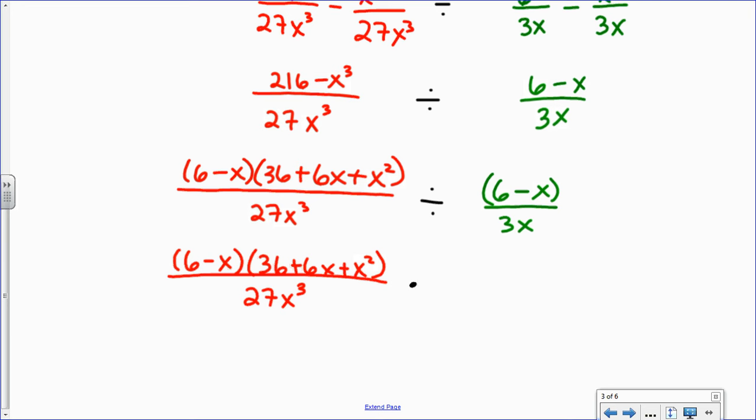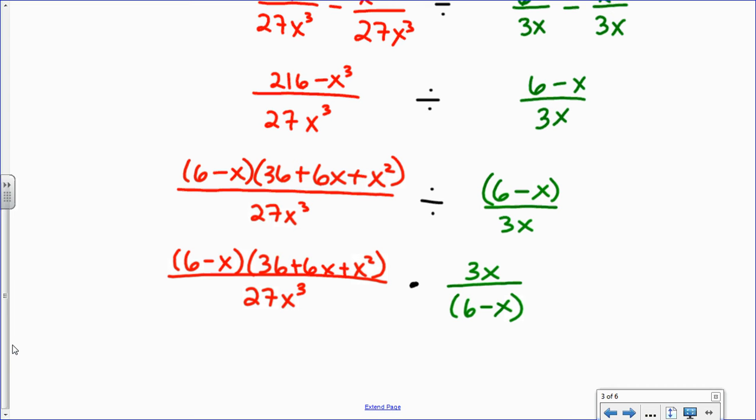And then I multiply by the reciprocal of the fraction to the right. So 3x over 6 minus x. Yes, did you have a question? What do you mean? How would you simplify it? No, because you're not taking a cube root of it.